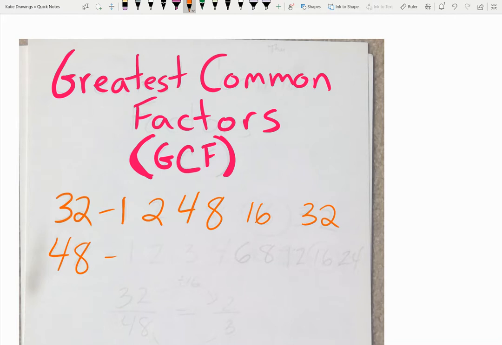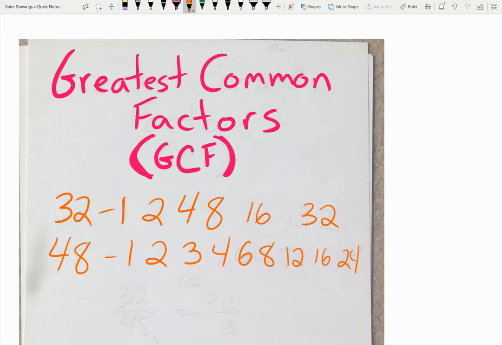Now, if I look at 48, 1 can go into 48. 2 can go into 48, 24 times. 3 can go into 48, 16 times. 4 can go into it, 12 times. 6 can go into it. 8 can go into it. 12 can go into it. 16 could go into it. 24 could go into it. I could keep going and going. But right here, I'm finding the biggest number that can fit into both 32 and 48.